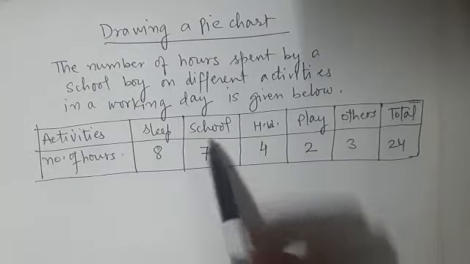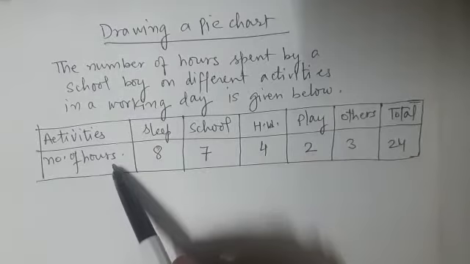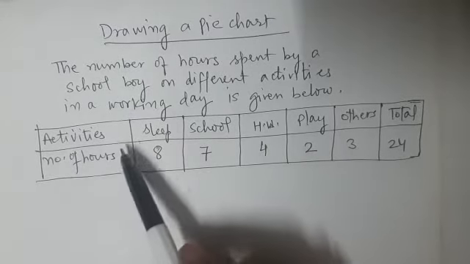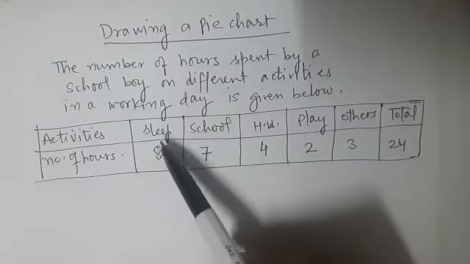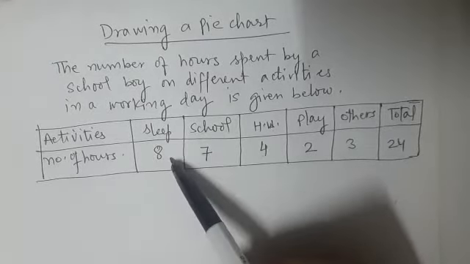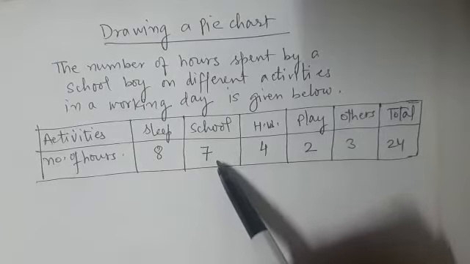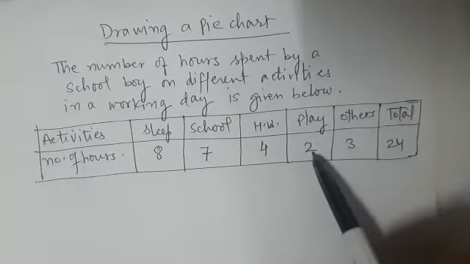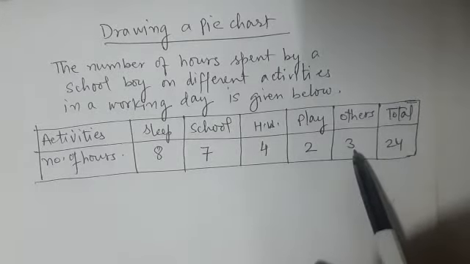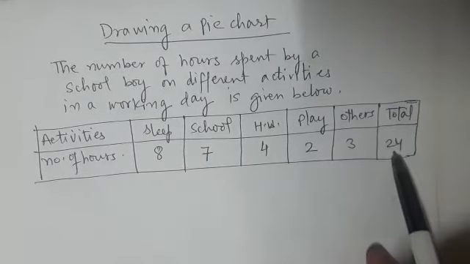Some activities have been mentioned and the number of hours spent by a schoolboy on different such activities is also given. That is in number of hours. So it's mentioned like sleep 8 hours, then school 7 hours, homework 4 hours, then play 2 hours and other activities 3 hours. So that makes a total of 24 hours.